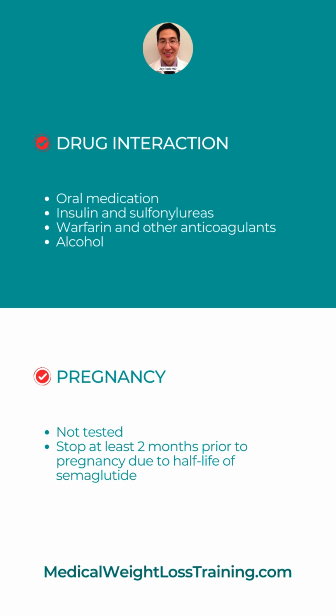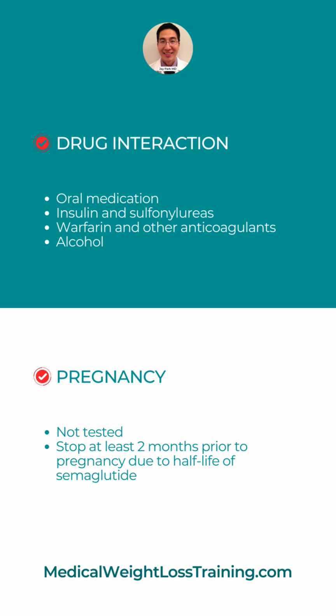Potential drug interactions and considerations. Based on research studies, the following drug interactions and considerations should be taken into account when using semaglutide. Oral medications. Semaglutide slows gastric emptying, which can affect the absorption of other oral medications. It is essential to monitor the efficacy of other oral medication and adjust dosage as needed.